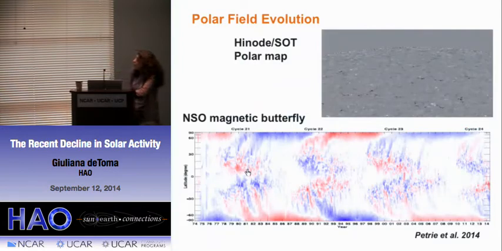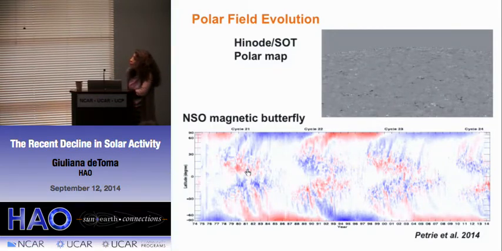This is a magnetic butterfly diagram from, again, NSO data, and it shows exactly what I was trying to show you before. You can see the different polarity flux migrating toward the poles, and you have this event of positive polarity, and then there is some negative polarity flux going on, which makes the north reversal quite complicated, while the reversal in the south has been a lot more consistent in time.